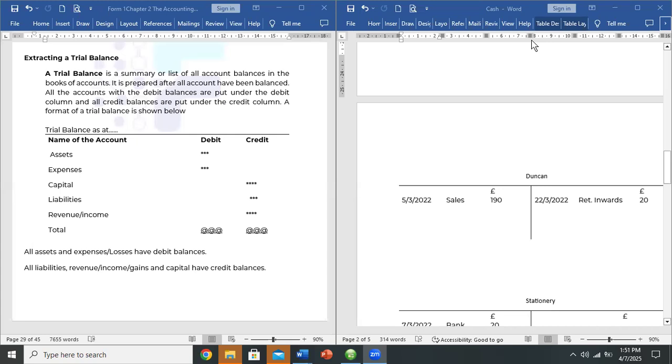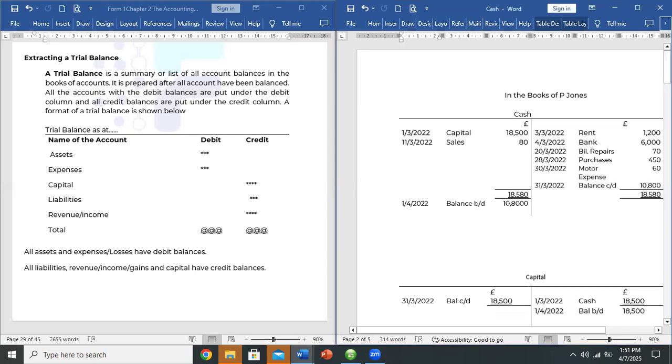But then what is a trial balance? So a trial balance is a summary of all account balances in the books of account. So it means that if we have about 20 accounts, we'll balance all of them and then summarize them in this trial balance. And in doing the summary, this is what you do. You write the name of the account, and if it has a debit balance, you put it at the debit column. If it has a credit balance, you put it at the credit column.